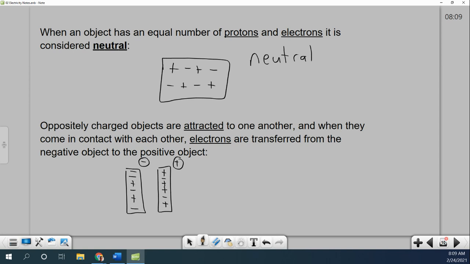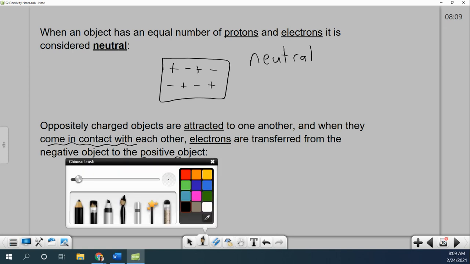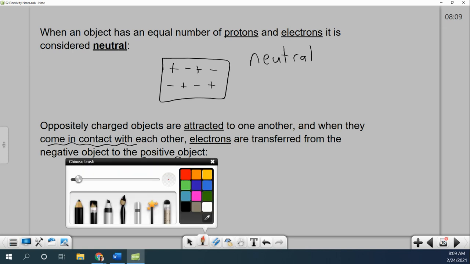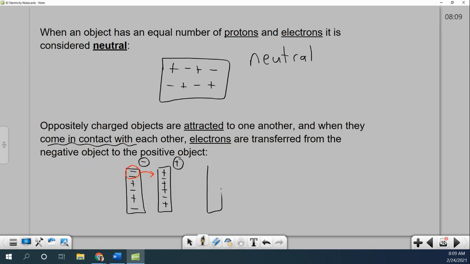And if they touch, if they come in contact with each other, because our charges are usually transferred through contact, what would happen is the negatives would flow in whatever direction it takes to neutralize these objects. So you'd end up with, that one's neutral. This would have 2 extras at the top.